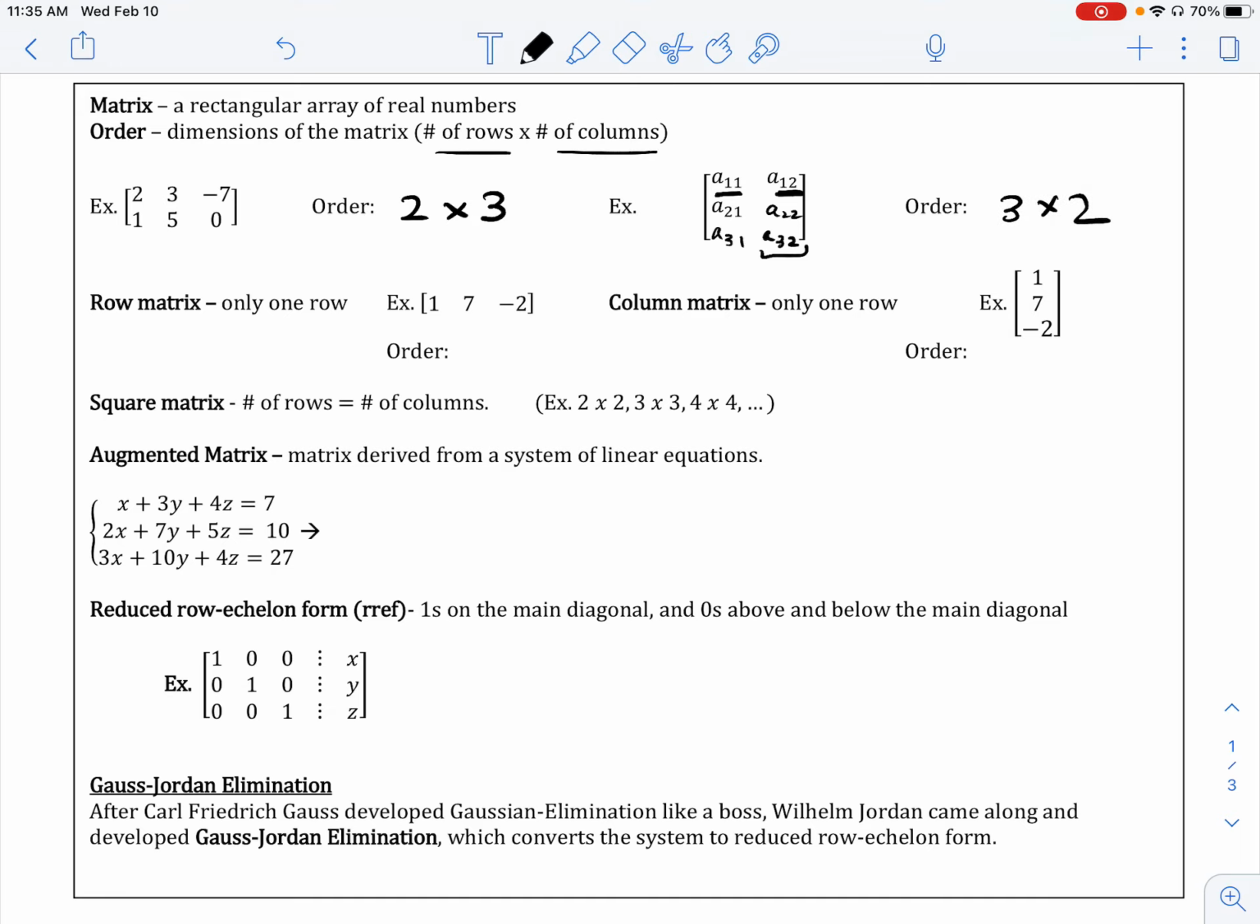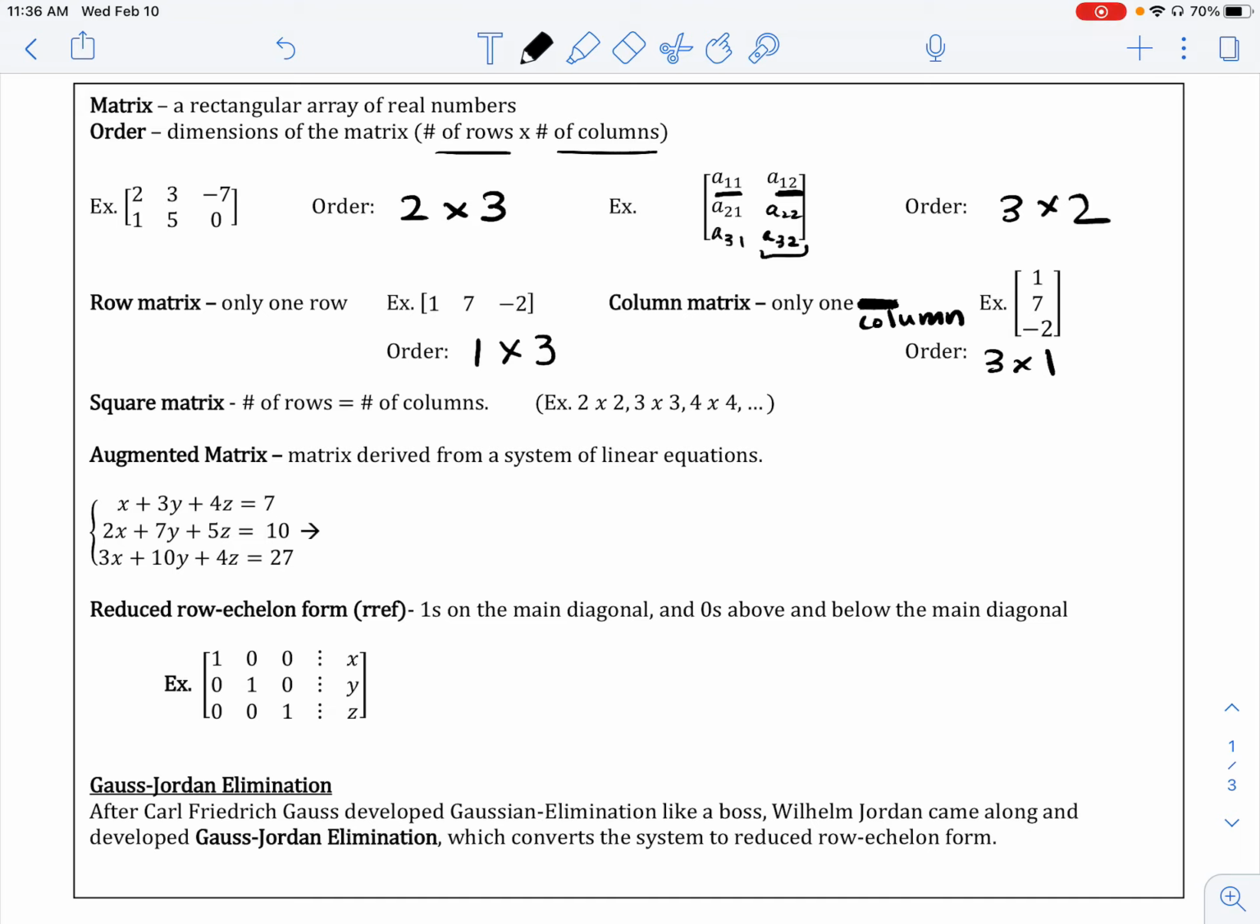A row matrix is a matrix that simply has just one row in it. So this would be a 1 by 3 because it has one row and 3 columns. And a column matrix only has, and there's a typo there, sorry, that should say column. This should be only one column. So this would be a 3 by 1. Now, a square matrix is when the number of rows is exactly equal to the number of columns. So a 2 by 2, or a 3 by 3, or a 4 by 4.